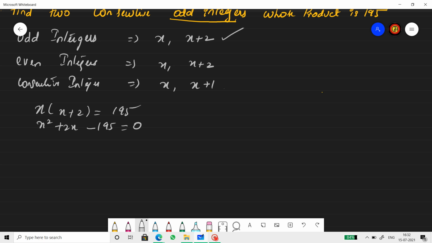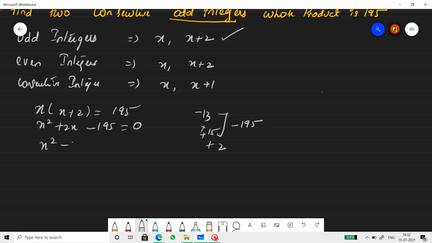Now factorize it by splitting the middle term or by quadratic formula. Minus 195 is the product and plus 2 is the sum. Now 13 into 15 will give us 195 and 15 minus 13 is 2. We just need to fix the sign. So let 13 be minus, 15 be plus. So when you multiply, you get minus 195 and when you add, you get plus 2.